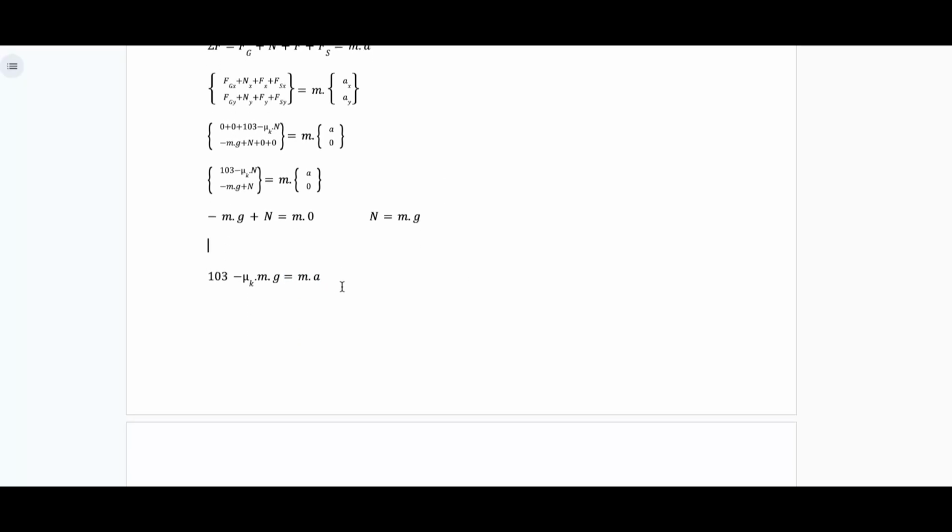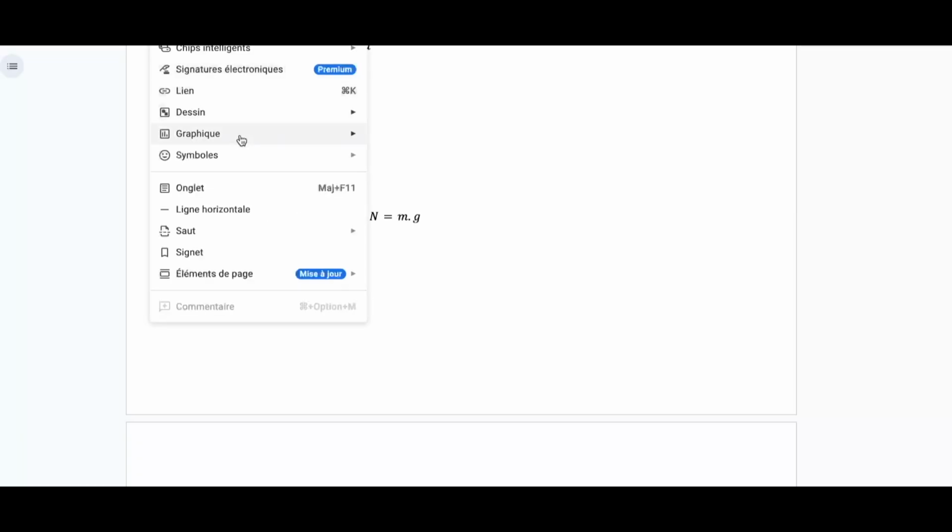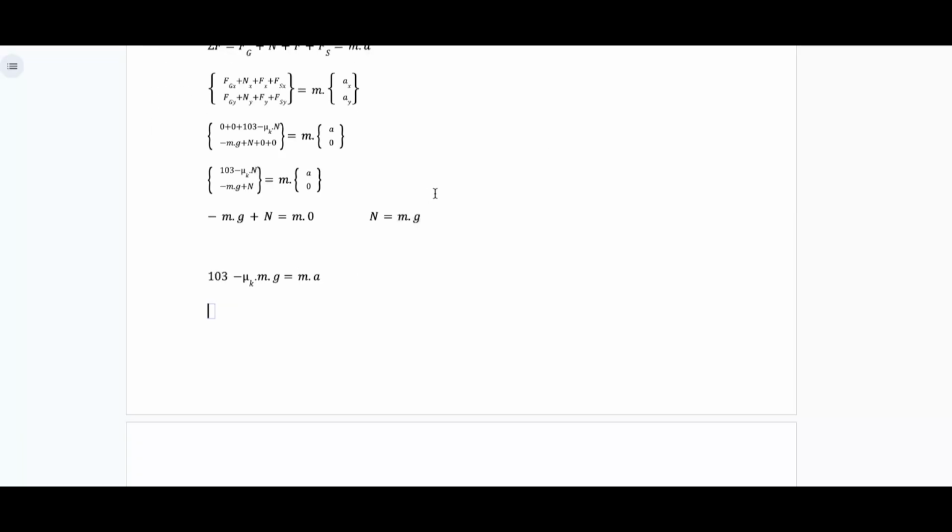So now I will isolate the acceleration because it was the initial question: what's the value of the acceleration? So acceleration equals the fraction 103 minus mu k mg, divided by the mass. Now I have a final equation I can replace with the values.